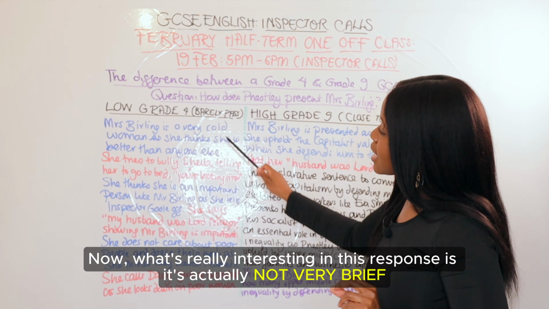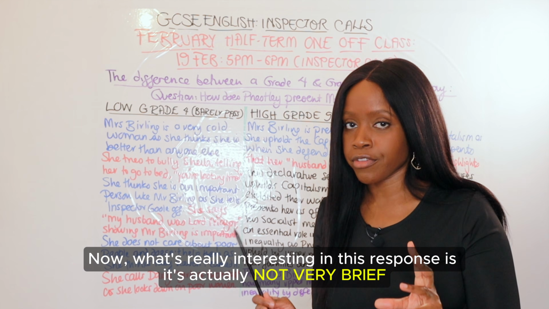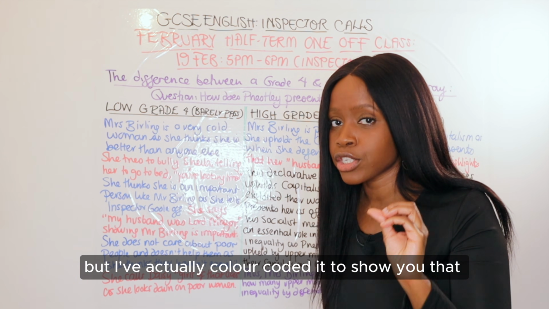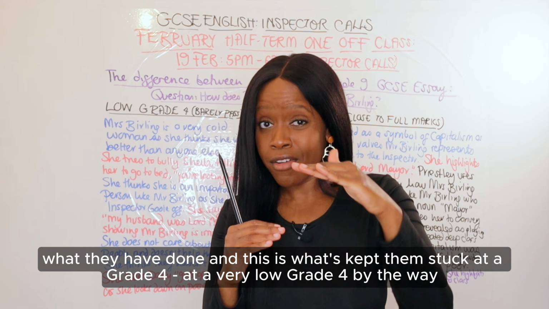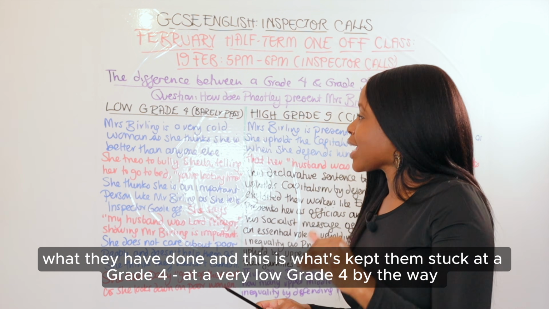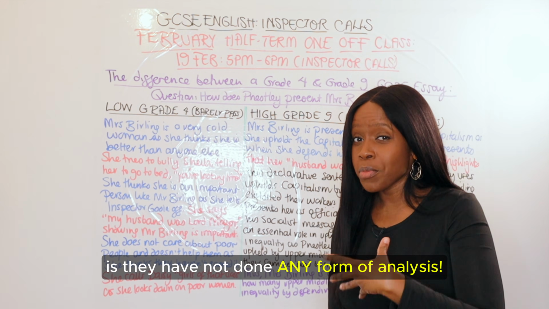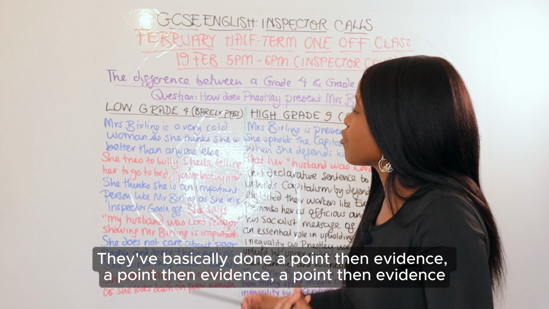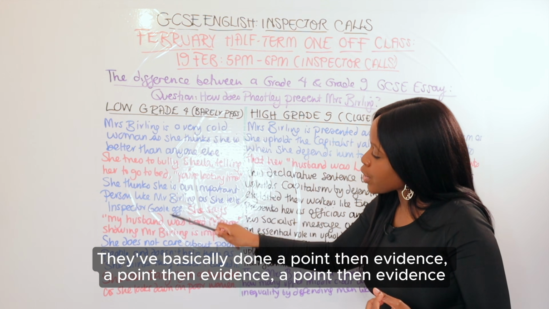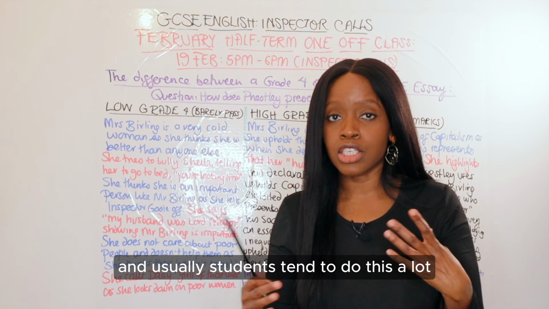Now, what's really interesting in this response is it's actually not very brief, but I've color-coded it to show you what they have done, and this is what's kept them stuck at a grade 4, at a very low grade 4, by the way: they have not done any form of analysis. This is a very shallow essay, okay? So they've basically done point evidence, point evidence, point evidence. And usually students tend to do this a lot, right?